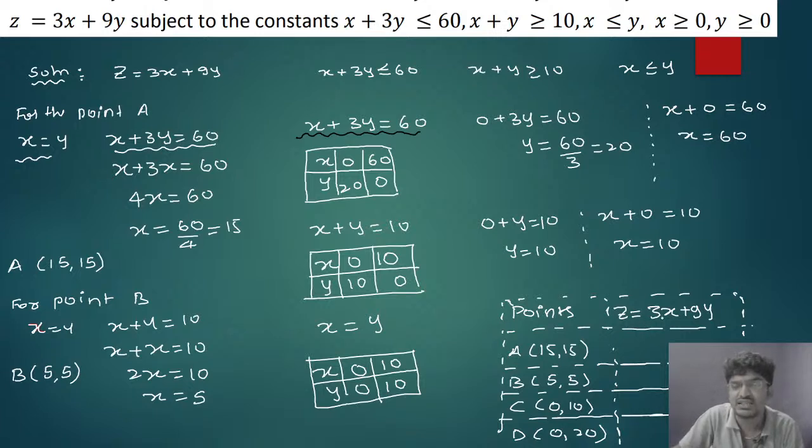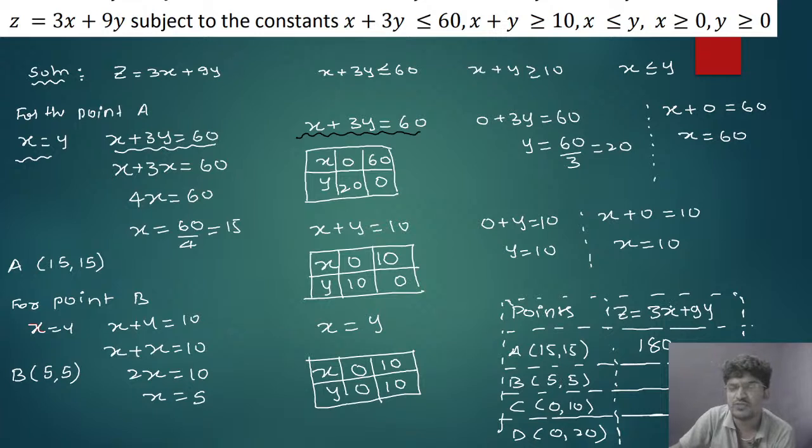Write in the Z 3 into 15 plus 9 into 15. You have to simplify 3 into 15 plus 9 into 15, that will be 180. In the place of x, you write 15. In the place of y, you write 15. 3 into 15 plus 9 into 15. To simplify, it will be 180.